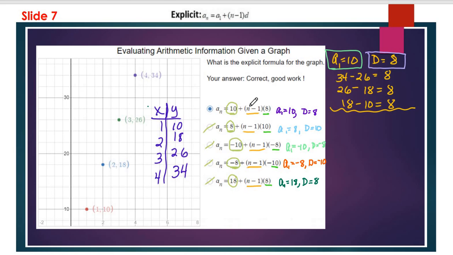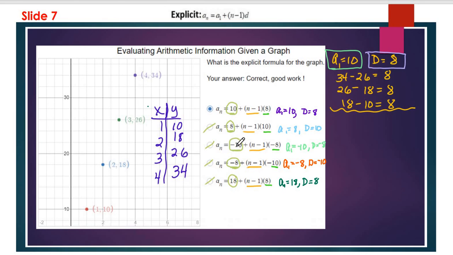So when I look at this right here, I started at the bottom and went backwards. 34 minus 26, 26 minus 18, and 18 minus 8. And you see my common difference is an 8. Now my first term is 10, and my common difference is 8. So I'm going to go through here and check just the first term. And I see this one right here is a possibility.